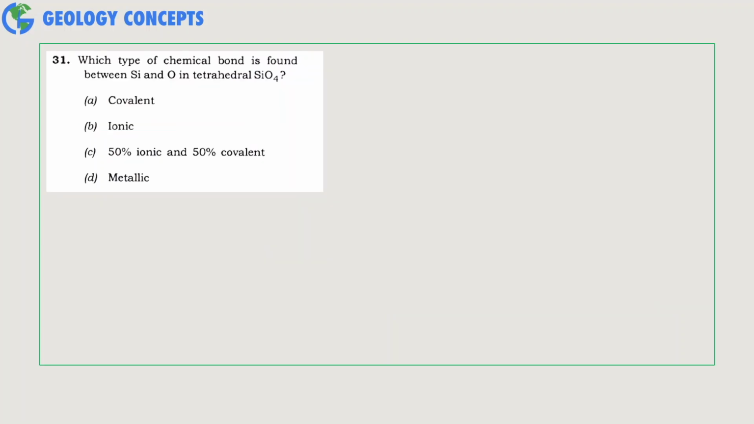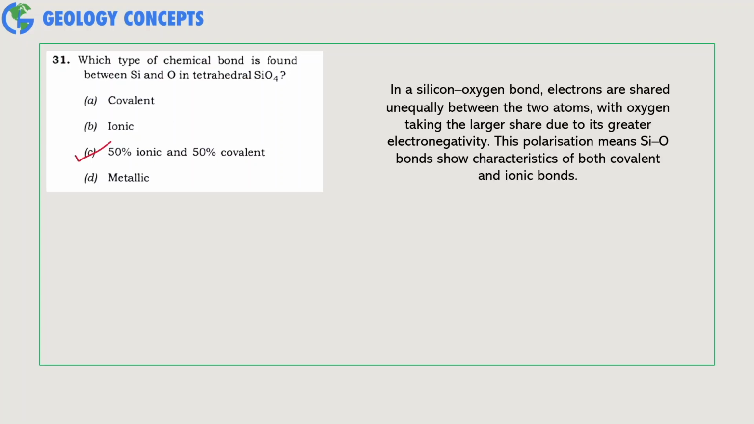Which type of chemical bond is found between silicon and oxygen in tetrahedral SiO4? Covalent, ionic, 50% ionic 50% covalent, or metallic? So, as you may have known, in a silicon oxygen bond, electrons are shared unequally between the two atoms. Oxygen, due to its greater electronegativity, takes the larger share. This creates a polarization, which means silicon oxygen bonds show characteristics of both covalent and ionic bonds, and therefore here option C will be the correct answer.